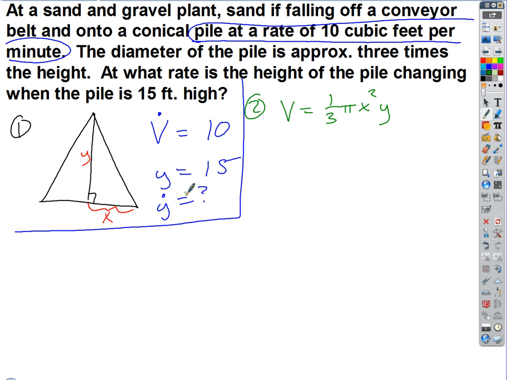We're given a y value and asked about y prime. Nowhere are we given or asked about x. Now, we could go back and solve for x, and relate x dot to y dot, and then geometrically figure out what x is. But that's a lot of extra work, right? We'd like to avoid that.